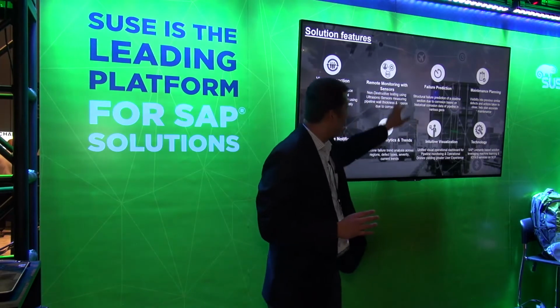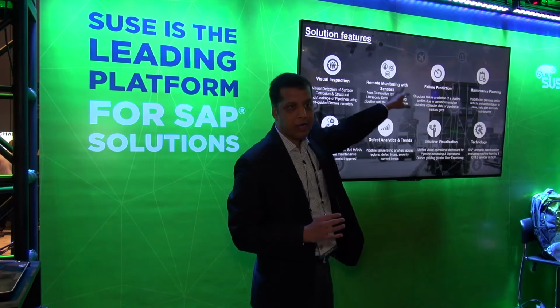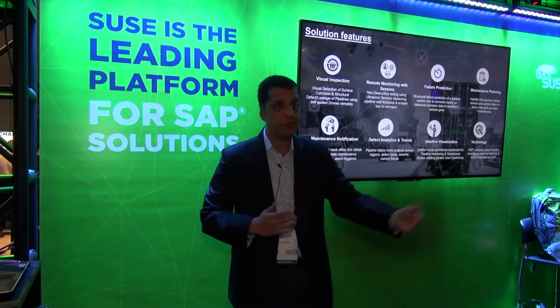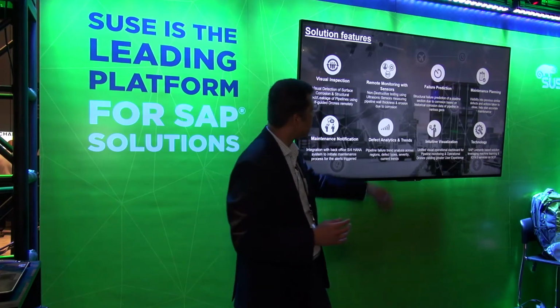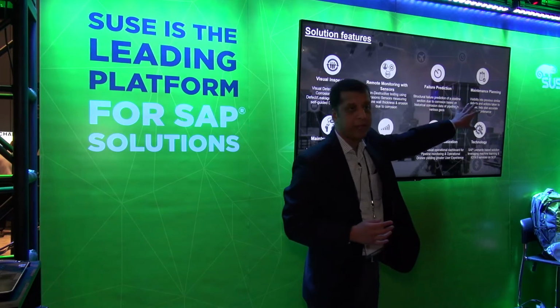Based on these data, we will do a failure prediction. We have used open source R algorithms to do the failure prediction as to how much into the future the pipe is likely to fail. And then, based on the predictions that we get, we do the maintenance planning.